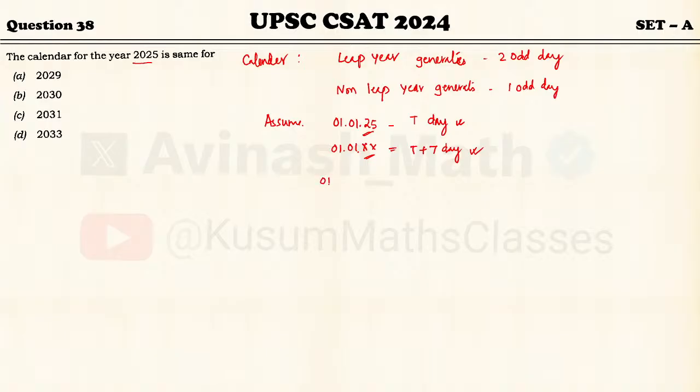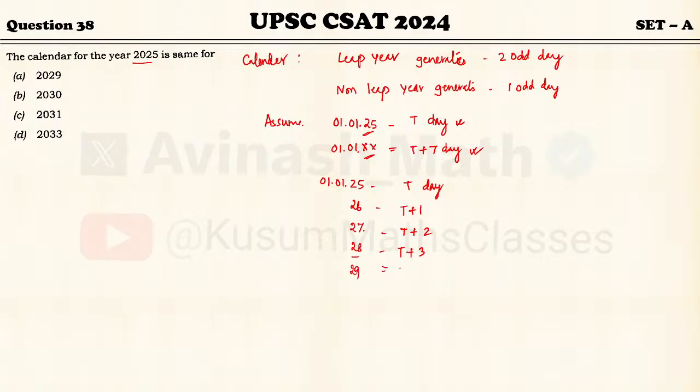So 1/1/25 is t day, right? So 1/1/26 would be t plus 1, right? And 1/1/27 would be t plus 2, and 1/1/28 it would be t plus 3. देखिए 28 जो है वो लीप ईयर में आता है, लेकिन हम 1 जनवरी की बात कर रहे हैं, तो इसके लीप ईयर का जो इफेक्ट होगा वो नेक्स्ट ईयर आएगा.